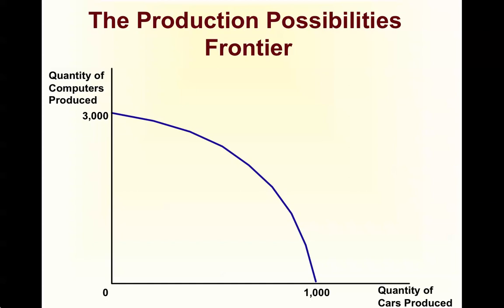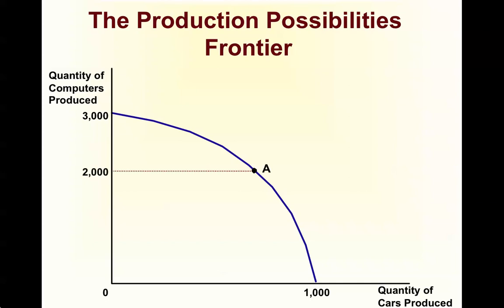Now the line is bowed out owing to something known as increasing costs. So as you move down the frontier, let's say from computers to cars, making one more car is going to cost more and more in terms of computers. That's because the factors of production are heterogeneous, they are not the same. I think your textbook will talk more about this bowed out line later on. In Chapter 3, we're going to have a straight line, which is going to be constant cost.